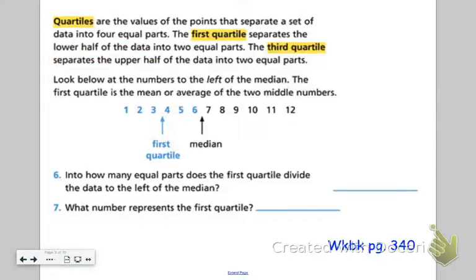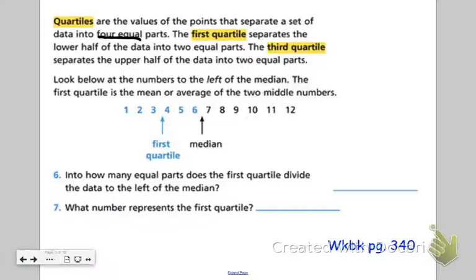Okay, so what are quartiles? Quartiles are the values of the points that separate a set of data into four equal parts. So the median broke it up into two equal parts, but the quartiles are going to break them up into four equal parts. The first quartile separates the lower half of the data into two equal parts. The third quartile separates the upper half of the data into two equal parts.